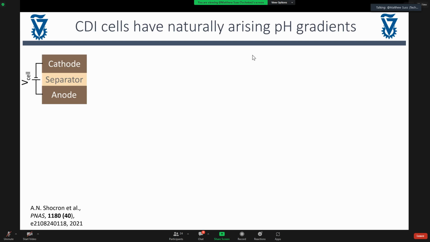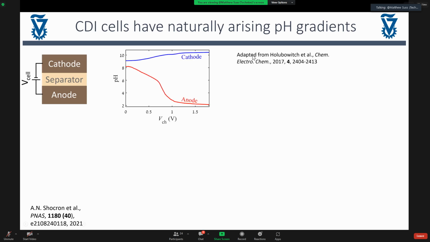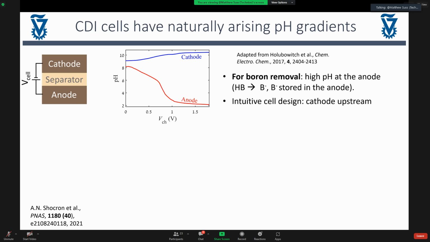These are measurements from another group out of Kentucky in the USA, where they measured the pH on the surfaces of these electrodes during charging, and they found that the anode pH goes down to close to 2, and the cathode up to 10. That's a gigantic pH gradient that forms just as you're charging your cell to do brackish water desalination. So these pH gradients are naturally arising. And you can imagine a strategy where you say, okay, we have these pH gradients in CDI cells, so how do we use that for boron removal?